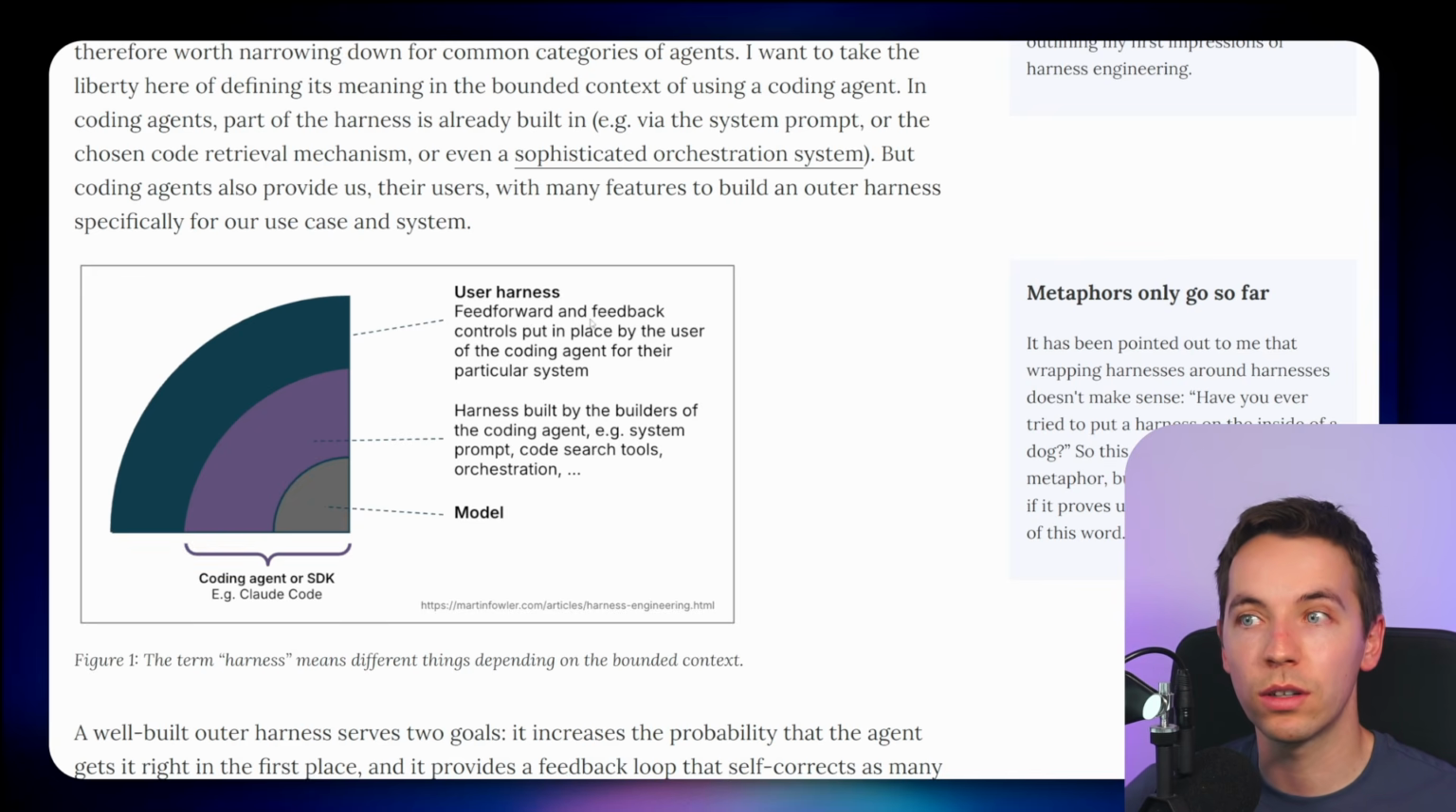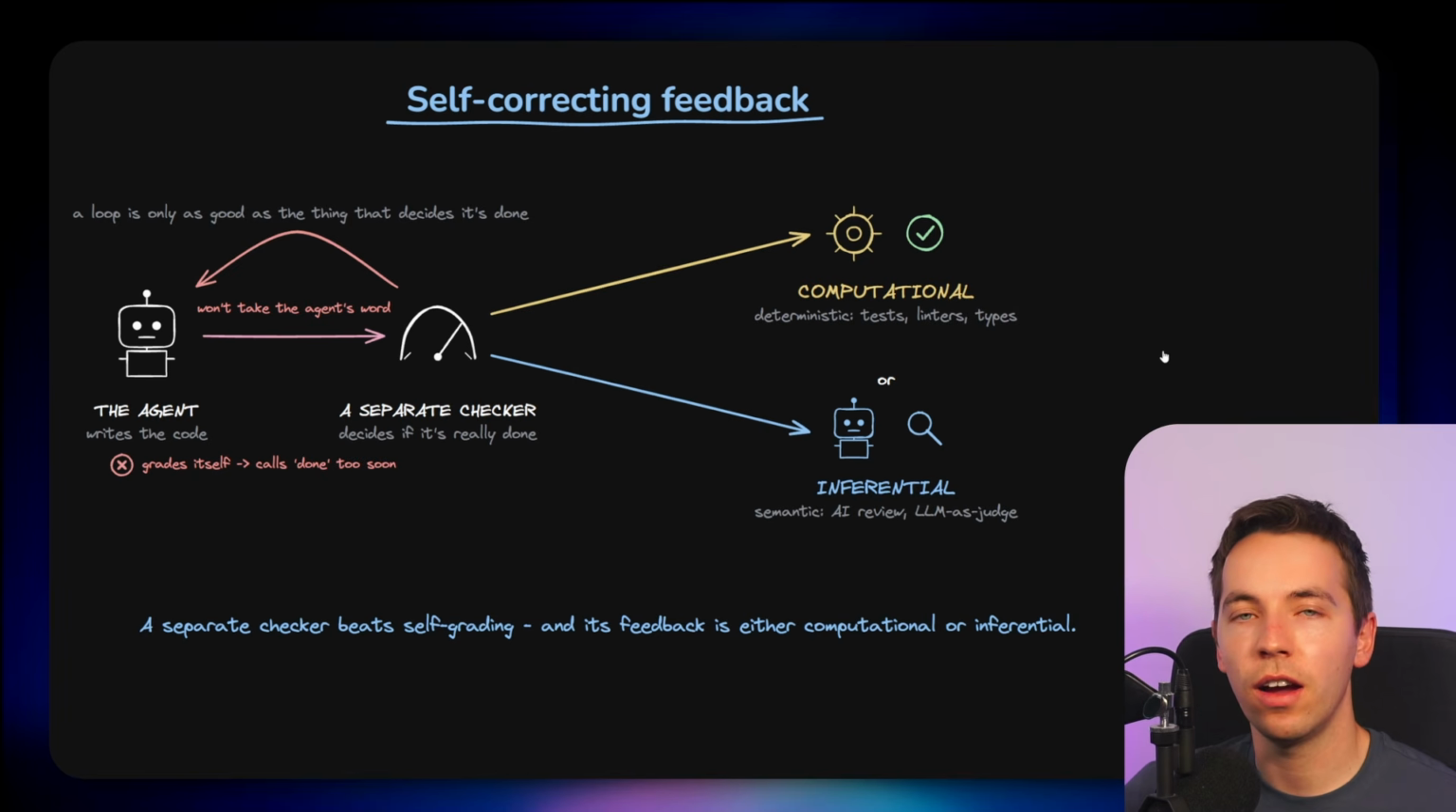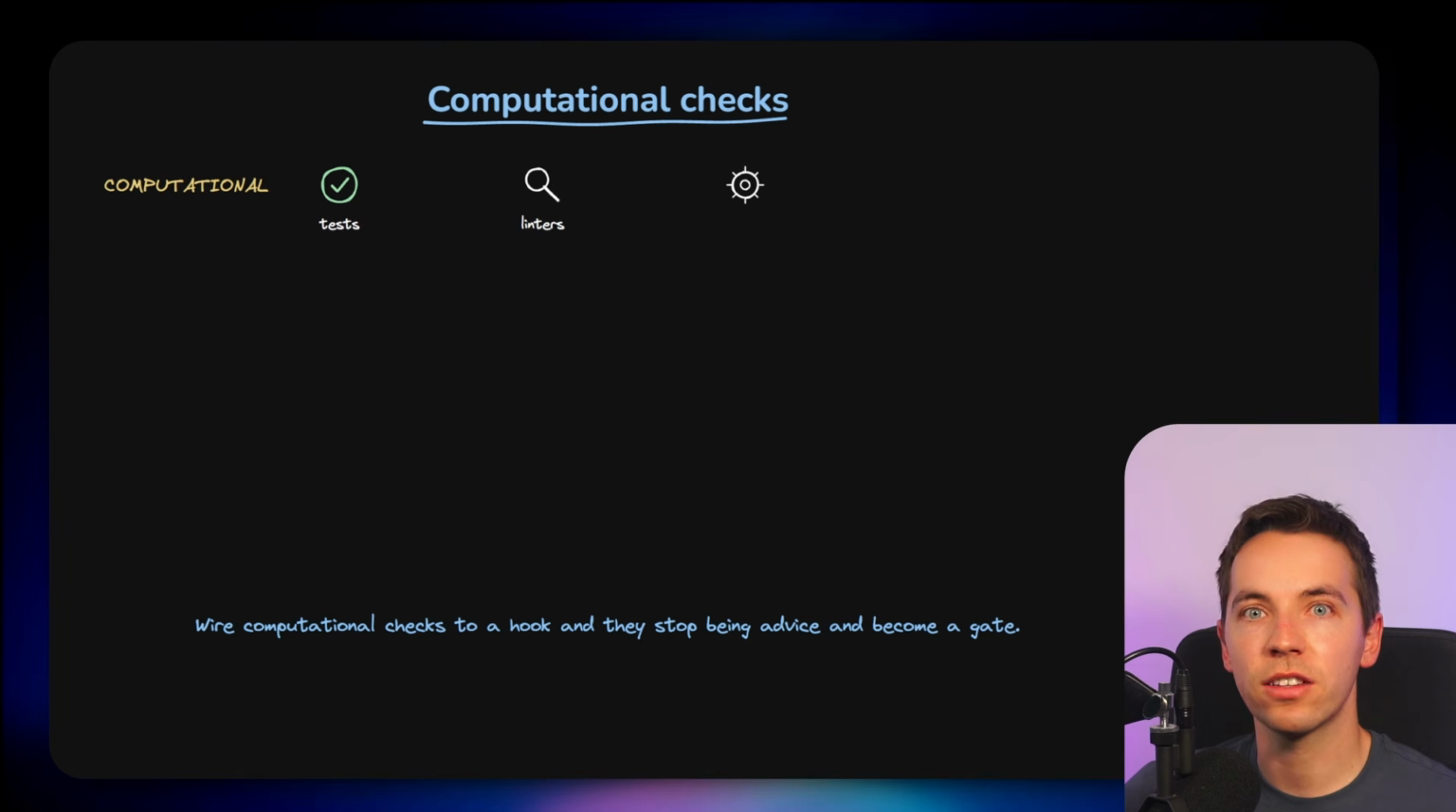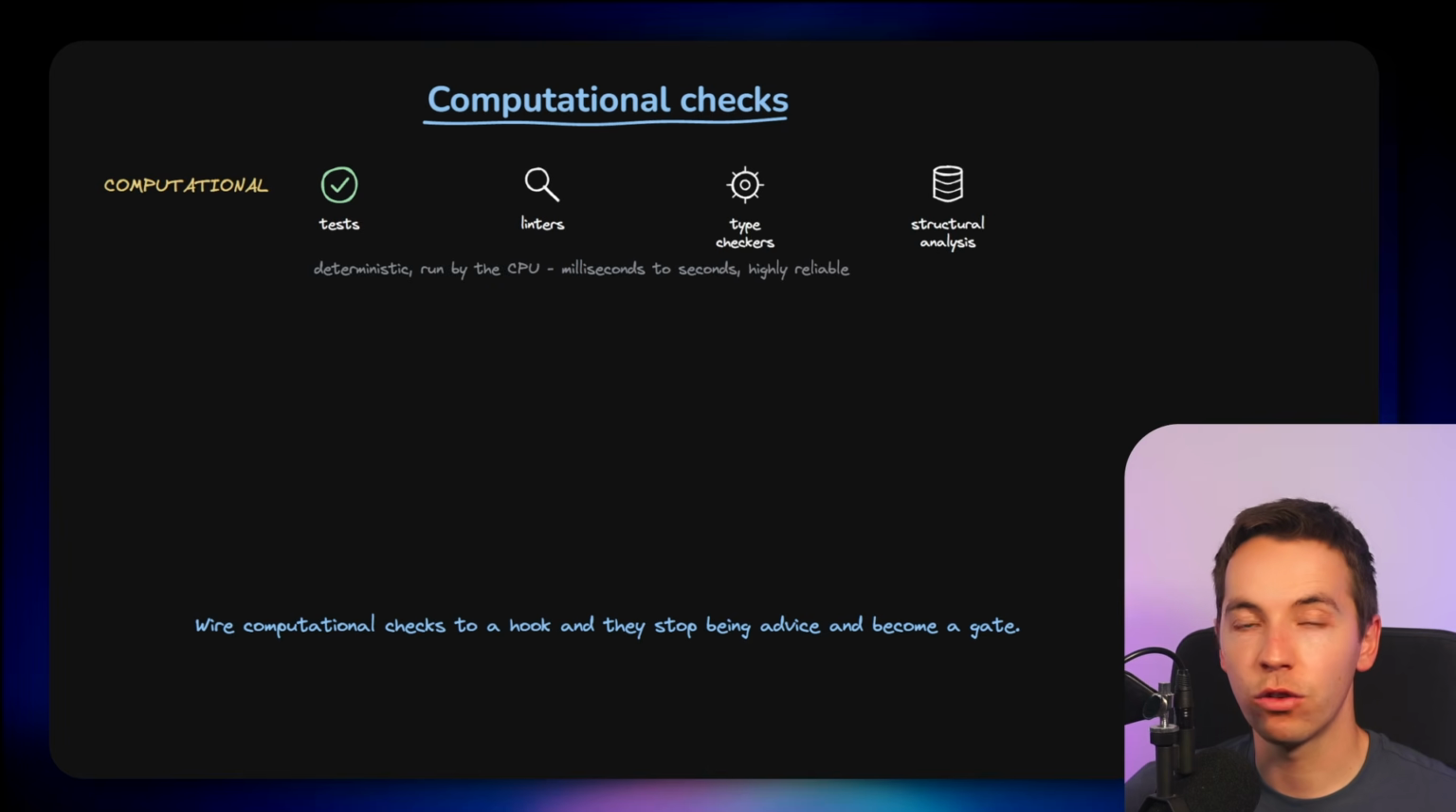And these are feed forward and feedback controls that you can put in place as a user of the coding agent. And the author of that article defined 2 broad types of feedback mechanisms that we can pass back into the main agent and therefore improve the quality of the development feedback loop. That is computational checks and inferential checks. Computational checks are deterministic and fast. They're run by the CPU.